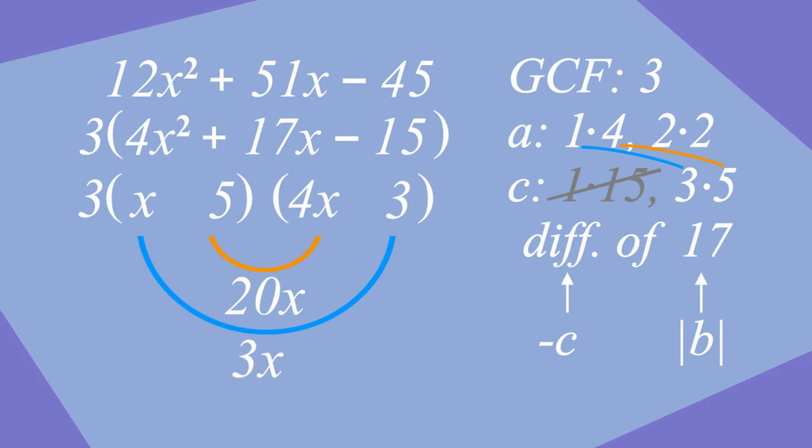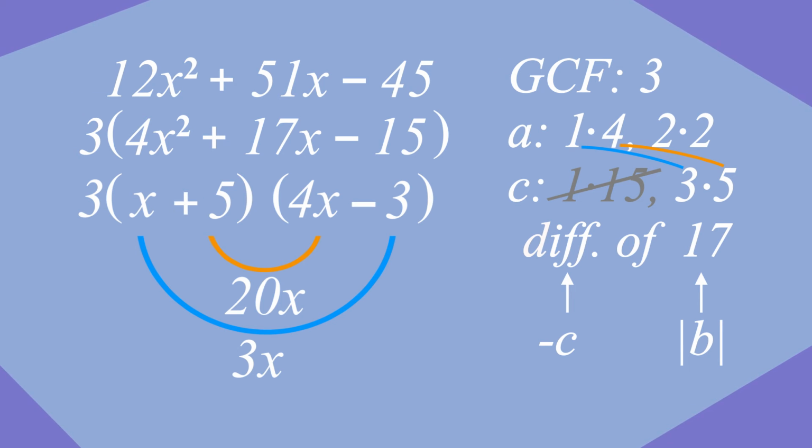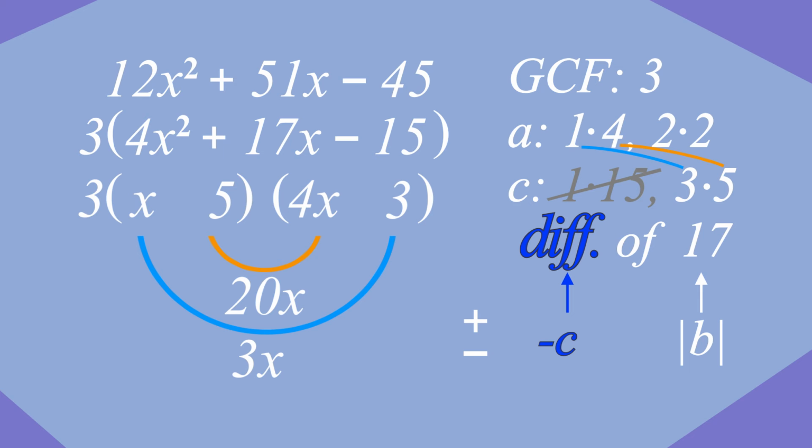Notice how we've drawn the connecting lines here on the left and how they are connecting the same numbers as we have on the right. Now we are ready to put in our operations. Should our signs be the same or different? They'll be different. Why? Because we are looking for a difference.